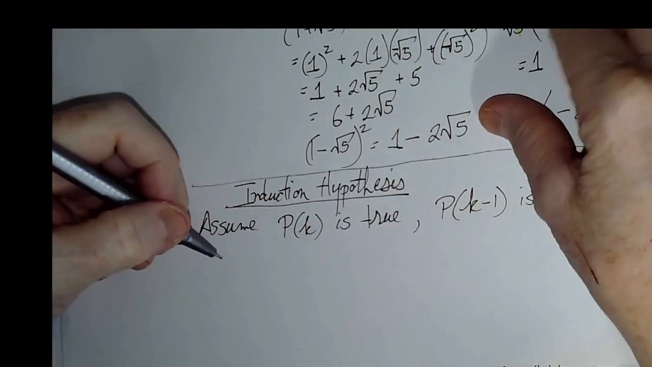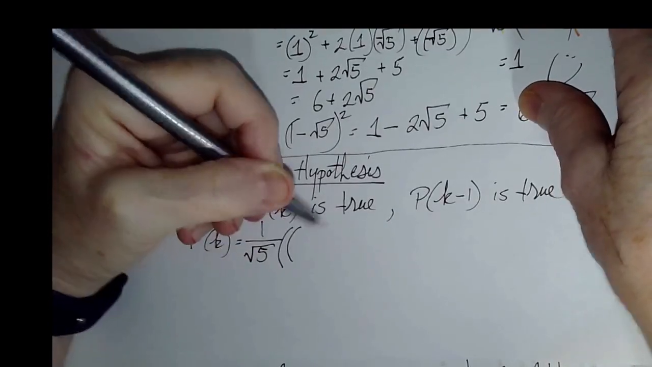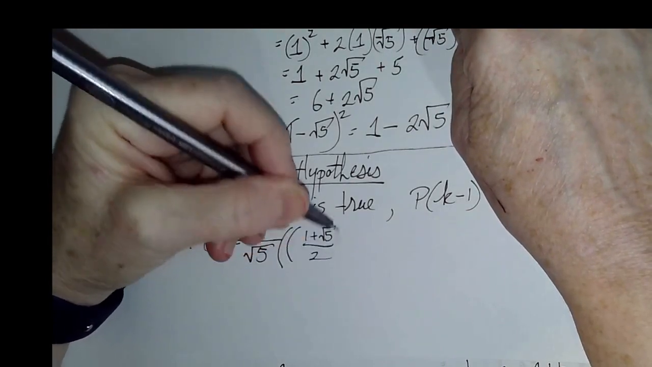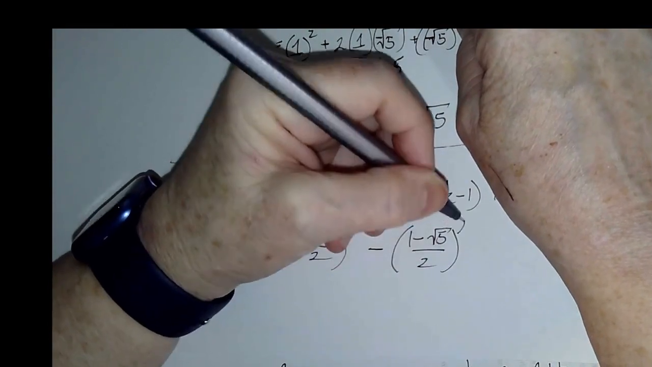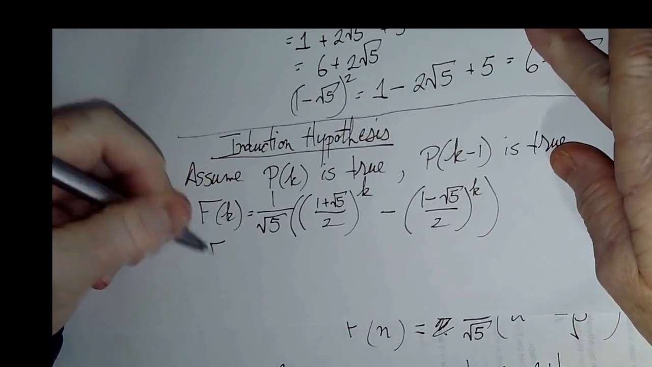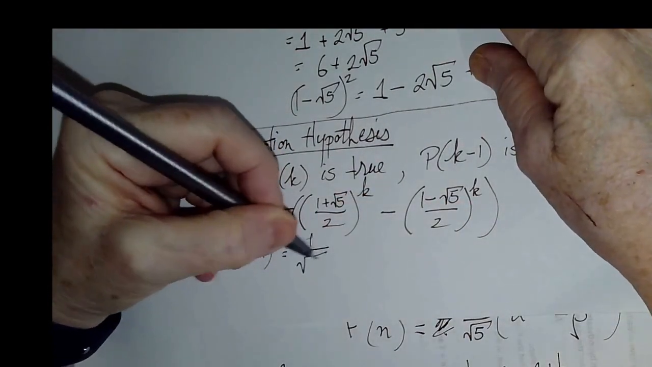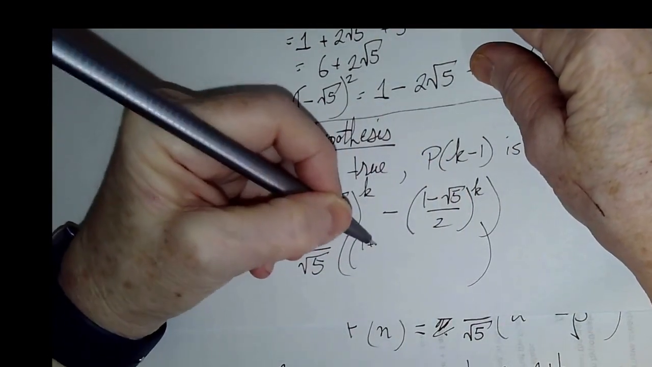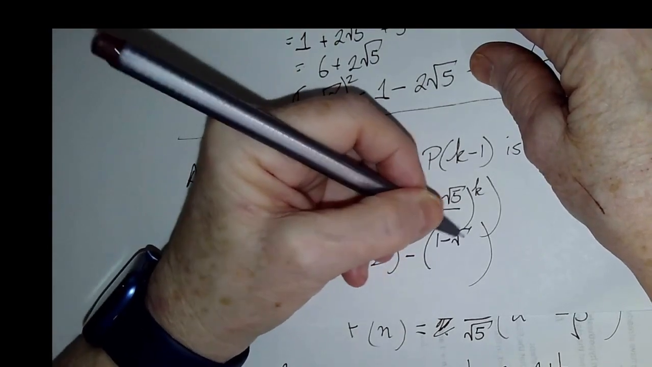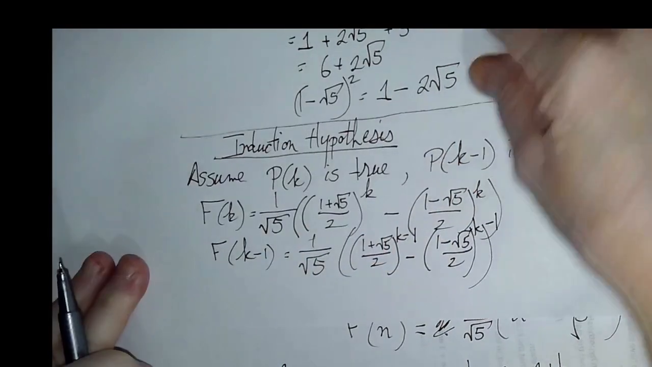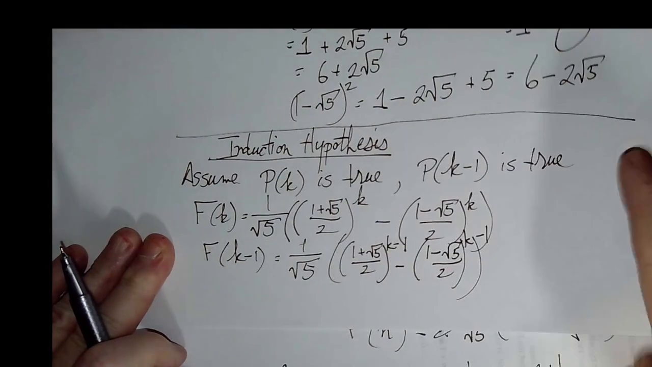All right, well, P of K, that says, and this is f of k. Sorry about that. So f of k is 1 over the square root of 5, 1 plus square root of 5 over 2 to the k, minus 1 minus the square root of 5 over 2 to the k. And f of k minus 1 will be the same thing with k minus 1 instead of k. So we've got 1 over the square root of 5, 1 plus the square root of 5 over 2 to the k minus 1, minus 1 minus the square root of 5 over 2 to the k minus 1. Okay, great. We're assuming that these are both correct, and we want to show our induction step.